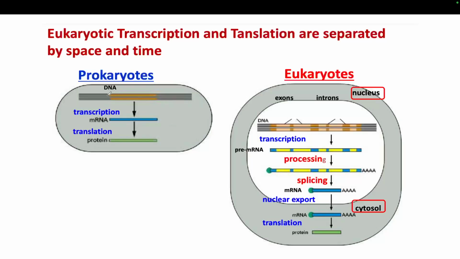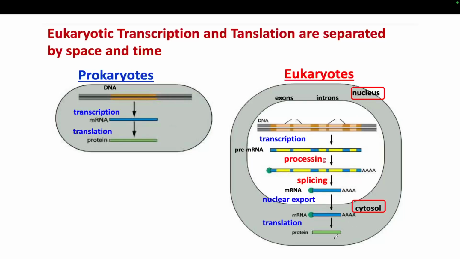In prokaryotes there is no intronic part, so the mRNA is directly converted into protein. But in eukaryotes, there are many intronic regions. After processing and splicing, only the exonic part remains, which is called the mRNA, and it is transported from the nucleus, and then in the cytosol it produces the protein.